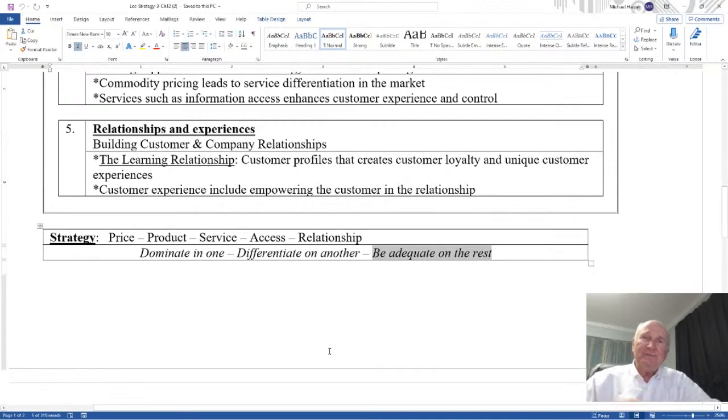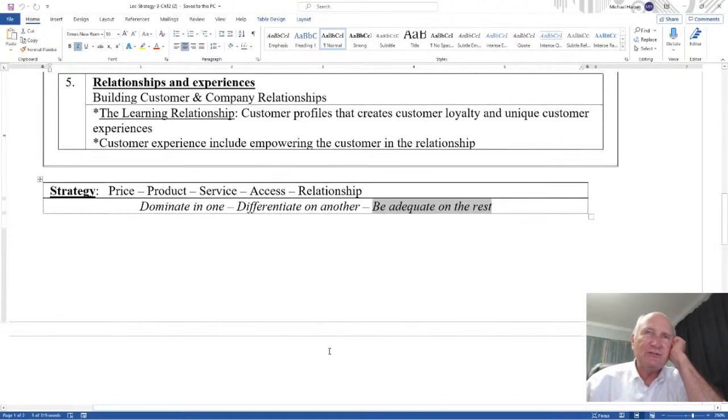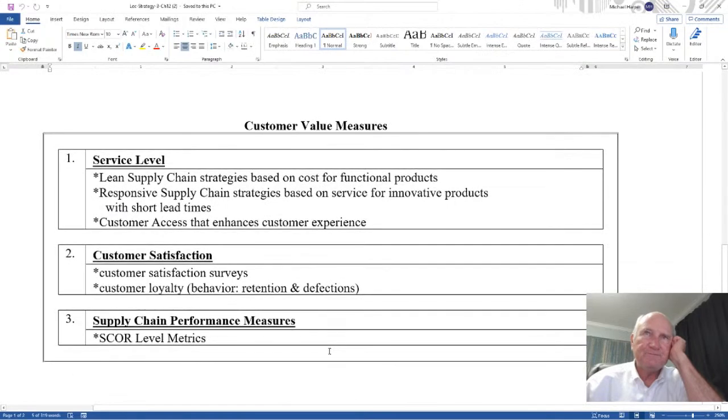I think it's awesome. I think that's ingenious and it's brilliant. You don't have to be good at everything. Just dominate in one thing and differentiate on another, or maybe 2 others. So the differentiation will get their attention. The domination will say this is better than anyone else. And so that's a good strategy to keep in mind.